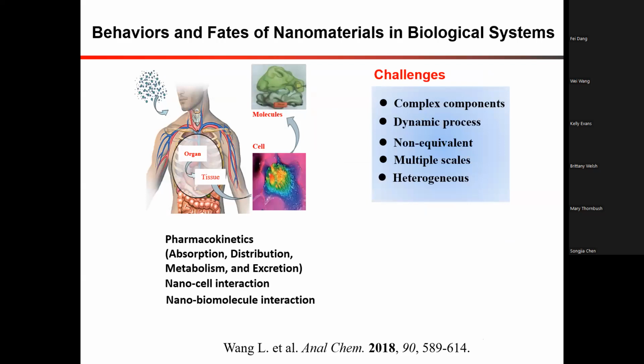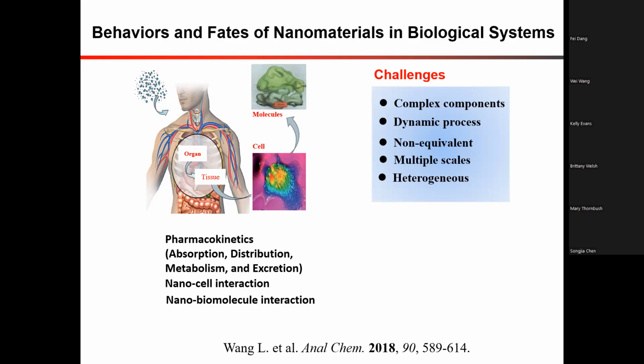As we know, the biology system is very complex. For the whole human body, when nanomaterials are exposed to a human being, they will be absorbed and distributed in different tissues and organs. In some tissues and organs like the liver and spleen, material may stay there for a long time, or part of it may be metabolized and excreted in the urine and feces. A small part may remain in the tissues for a long time.